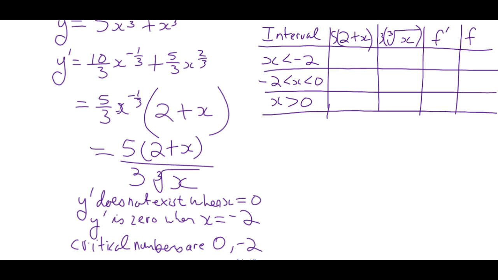So when x is less than negative 2, like negative 1,000,000, then this will be negative because 2 minus 1,000,000 will be negative. The cube root of a negative is negative. Okay, and if x is less than negative 2, it's negative. A negative times a negative is positive. So this will be increasing on the interval from negative infinity to negative 2, right? So it's going up.